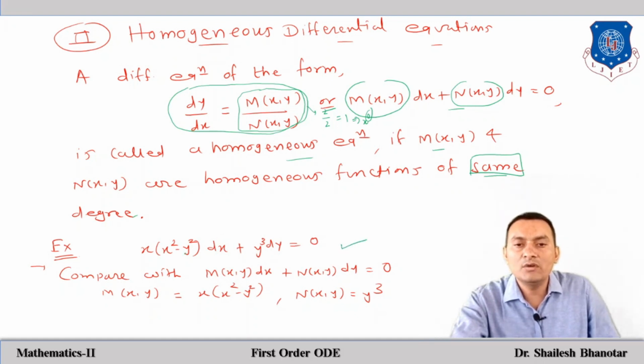x times x square minus y square dx plus x raised to cube. So first, let us understand with this concept, and then after we will talk about this one form. So M of x,y will be x times x square minus y square, and N of x,y is equal to y raised to cube.